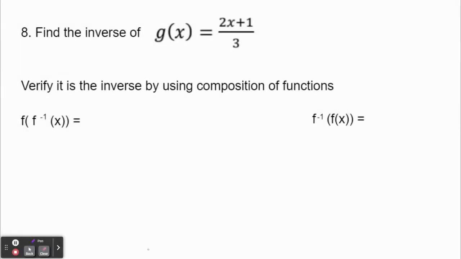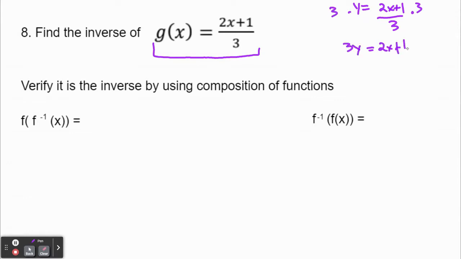Here we're asked to find the inverse of g of x. First I'm going to plug in y instead, and then I'm going to solve for x. So multiply both sides by 3, which gives me 3y equals 2x plus 1. Then subtract 1 from both sides, and I get 3y minus 1 equals 2x. And I divide both sides by 2. And then I'm going to switch the x and the y value.